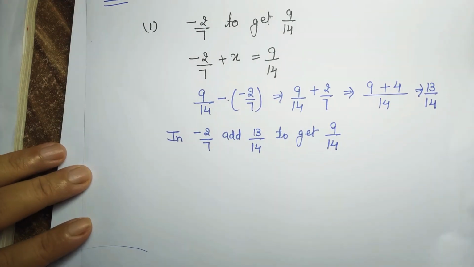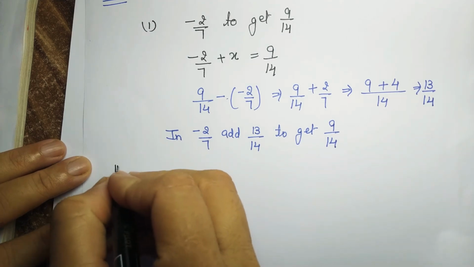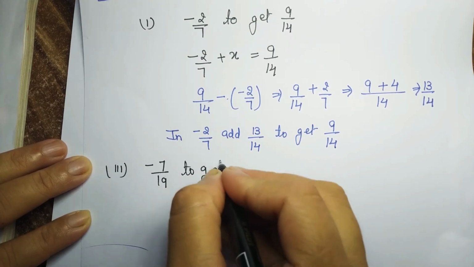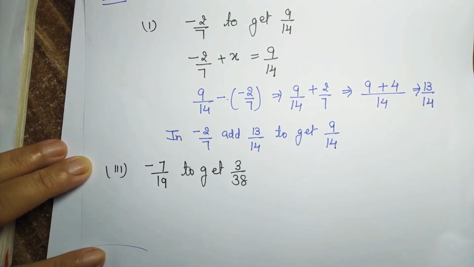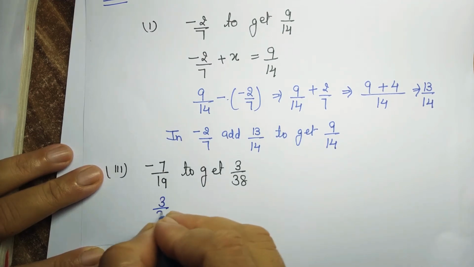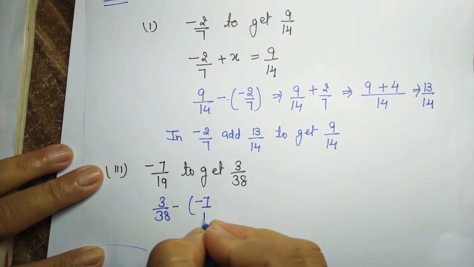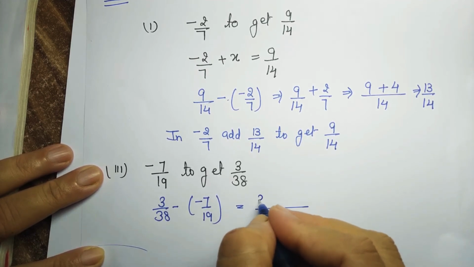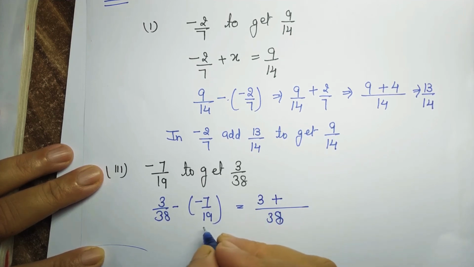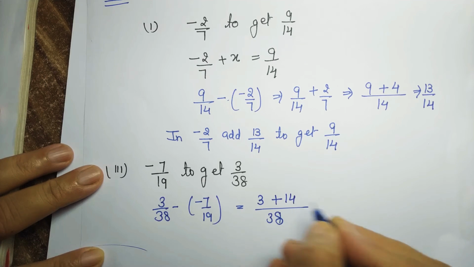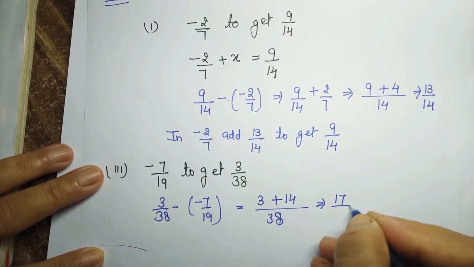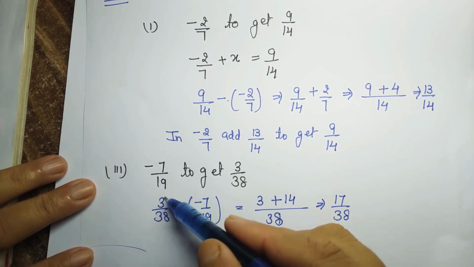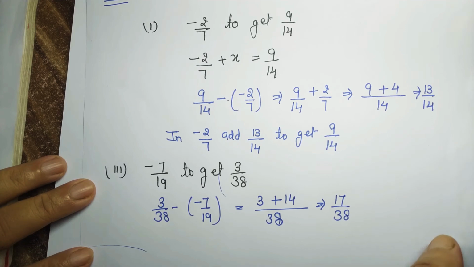Okay students, let's take one more part of this one. I am going to solve its third part. In the third part they have given minus 7 by 19 to get 3 by 38. The same procedure we follow. From 3 by 38 minus minus 7 by 19. The LCM is 38. So 38 1s are 38, minus plus; 19 2s are 38, 7 2s are 14. 14 plus 3 is 17 by 38. So we should add 17 by 38 to minus 7 by 19 to get 3 by 38.